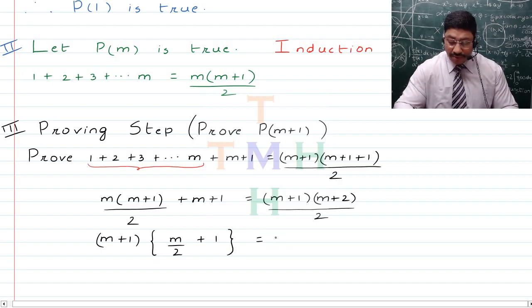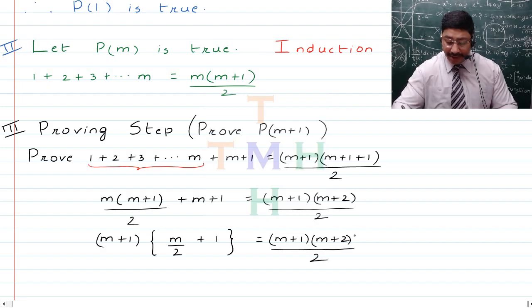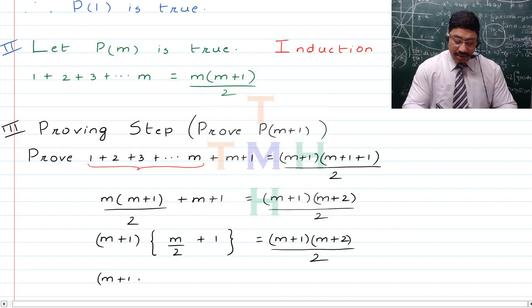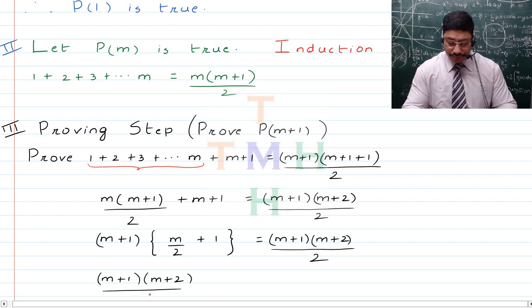Now if we talk about the right hand side, it still remains to be m plus 1, which is multiplied with m plus 2, and it is divided by 2. Now for the children here, we will be having m plus 1, which is now going to be multiplied with m plus 2 and to be divided by 2.